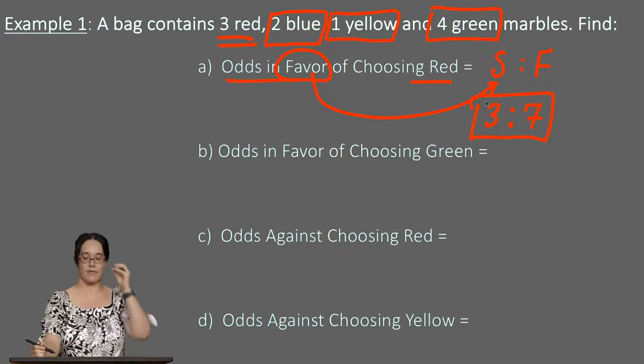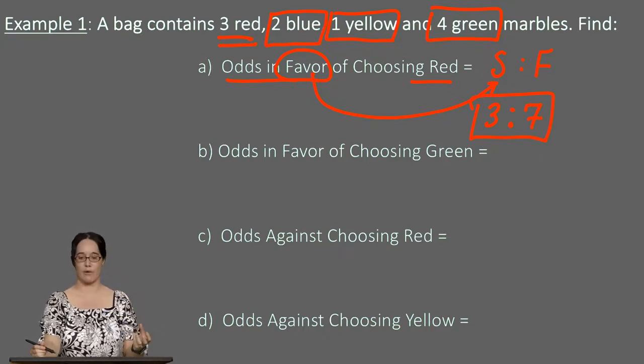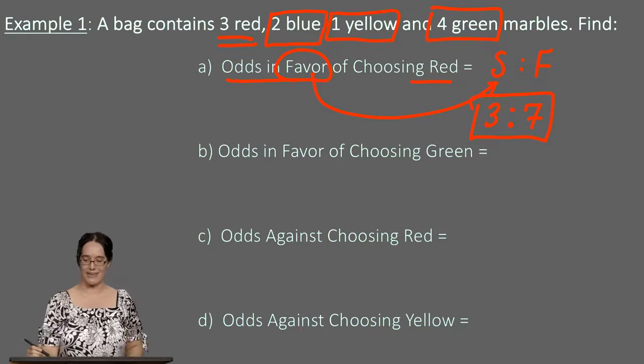And if I had asked you for the odds against getting a red marble, you would say 7 to 3. Good job. Notice here there's no reducing that is necessary since 3 and 7 do not have any shared factors. Also notice that because we have not reduced, if we add 3 plus 7, we get 10, which is the total number of possible outcomes. Good job. Next up, we're told to find the odds in favor of choosing green.